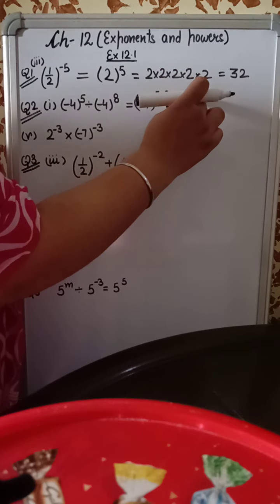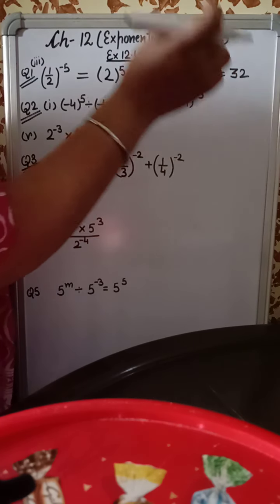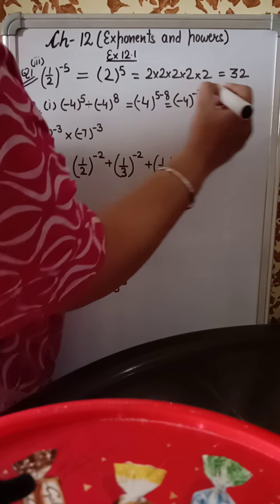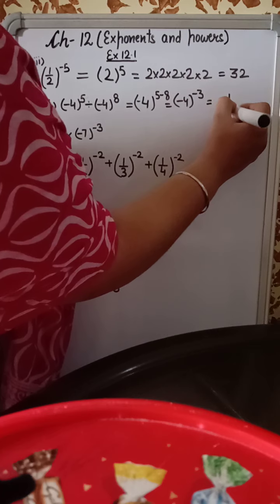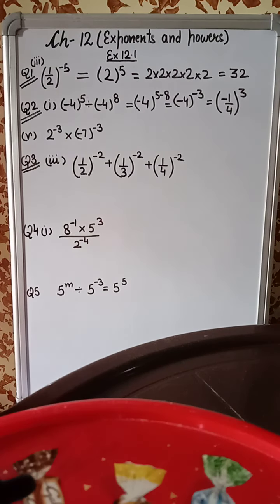Now in order to make it positive, now this is in the power notation, but the exponent is negative. So to make it positive, we'll take the reciprocal of the numerator. So minus 1 by 4 raised to power 3. Alright. Now second question, fifth part, same.